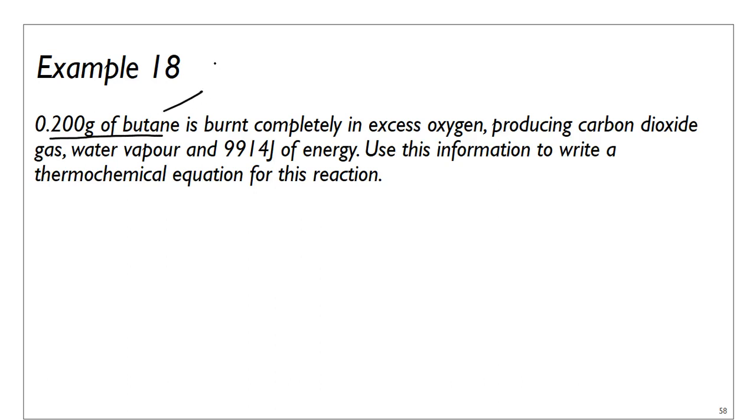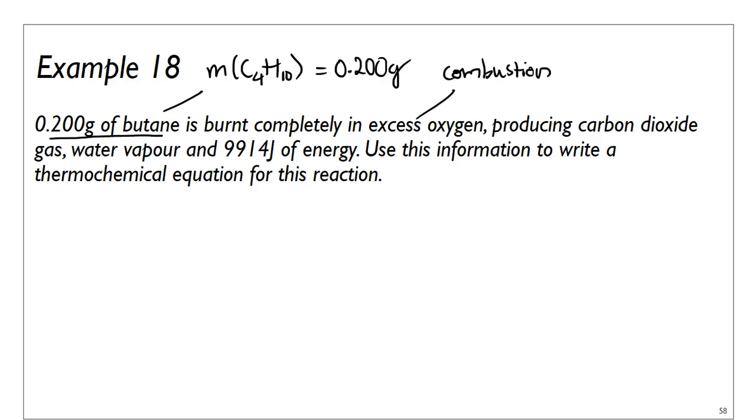0.200 grams of butane, so mass of C4H10 is 0.200 grams. It's burned completely in excess oxygen. So this is another combustion reaction, producing carbon dioxide gas and water vapor. So they're actually telling you what the states of everything is supposed to be. And 9,914 joules of energy. Use this information to write a thermochemical equation.